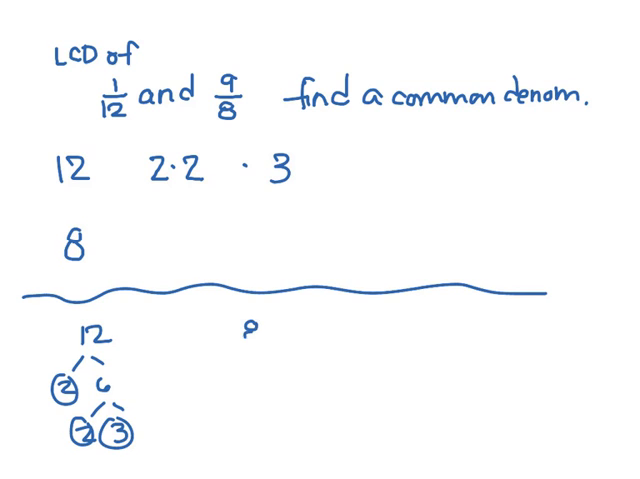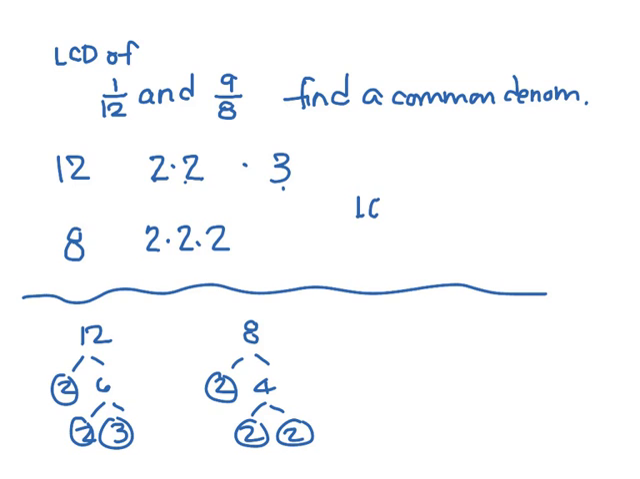And then of course 8, we can do the same thing, 2 and 4, 2 and 2, so we have 2, 2, 2. We've got 2 times 2 times 2 gives me 8, and 2 times 2 times 3 gives me 12. To find the least common multiple or least common denominator, we're going to take the most of each factor, and we're going to multiply them together.